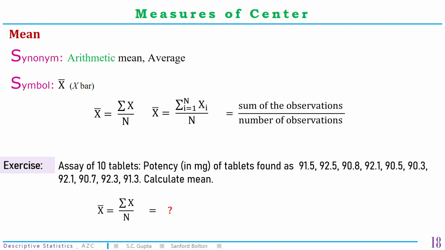An exercise: assay of 10 tablets completed with potency in milligrams of tablets, found as values listed here. Calculate mean. Sum of the observations gives the value 915.7. This is divided by the total number of observations, that is 10. On division, we get the mean of tablet potency data as 91.5.